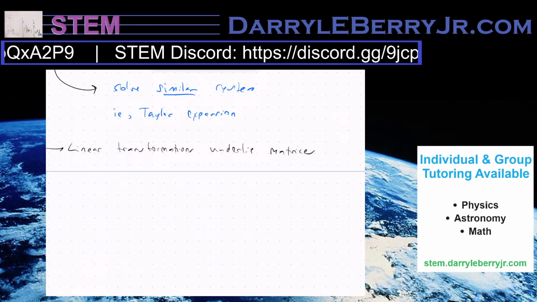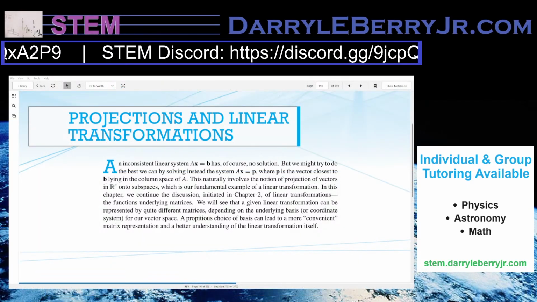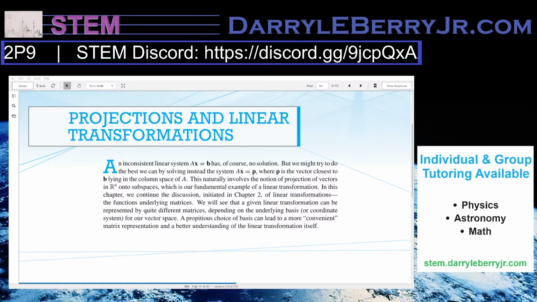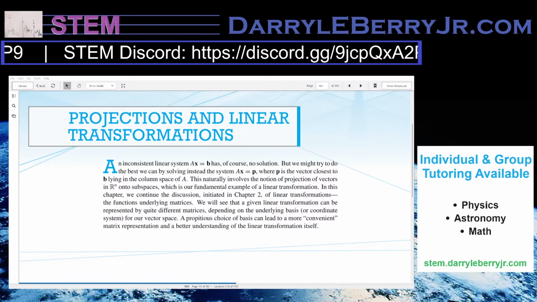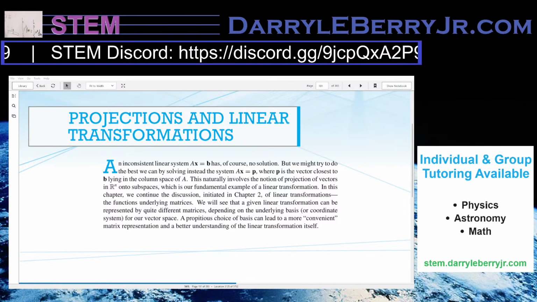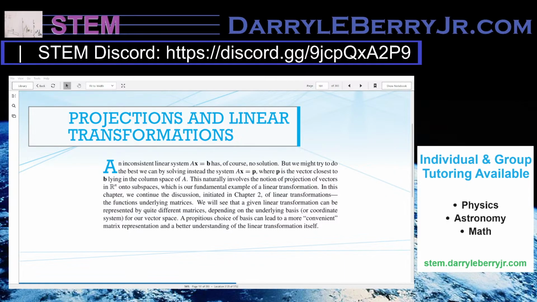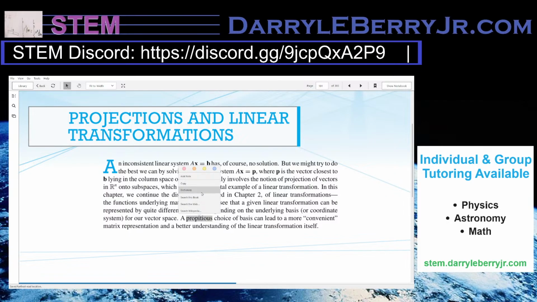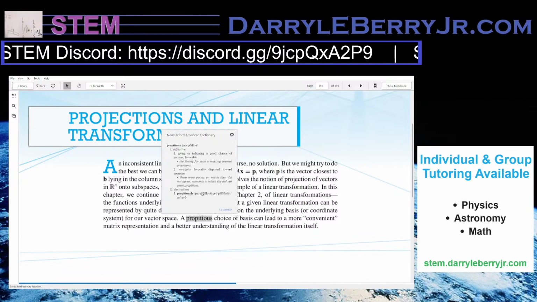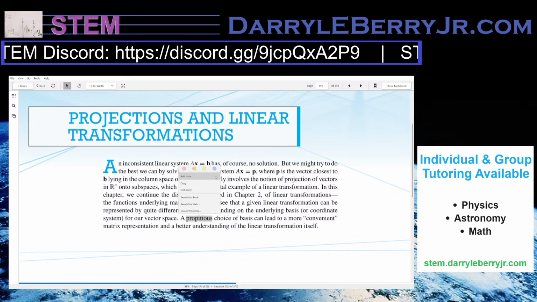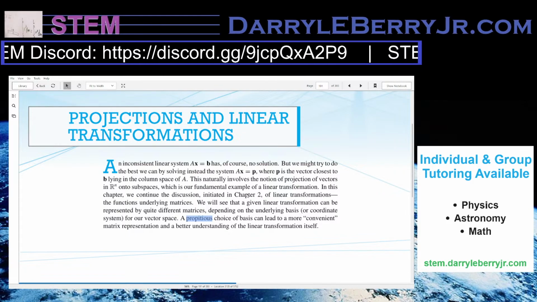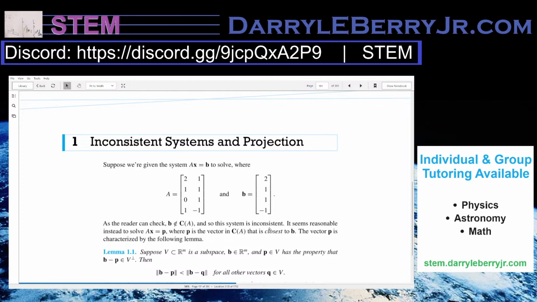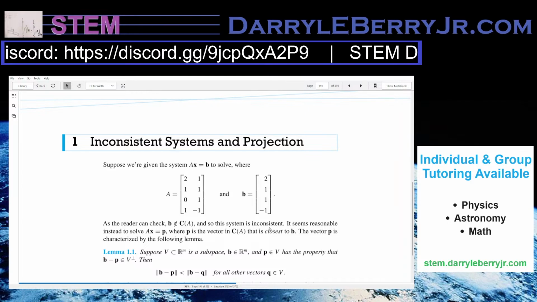We will see that a given linear transformation can be represented by quite different matrices, depending on the underlying basis or coordinate system for our vector space. So different matrices can do the same thing. A perceptive choice of basis can lead to a more convenient matrix representation and a better understanding of the linear transformation itself. All right? Inconsistent systems. That was just the chapter 4 intro.